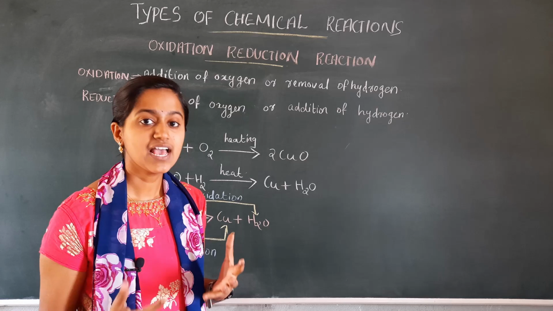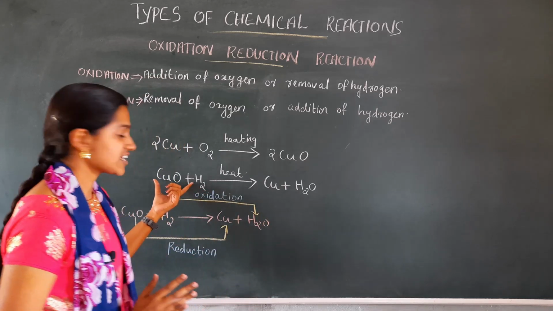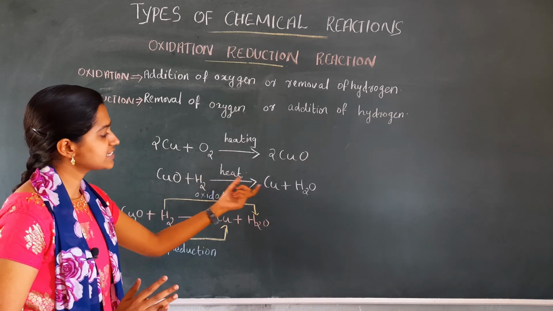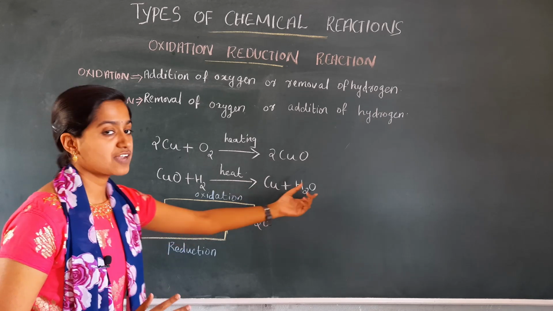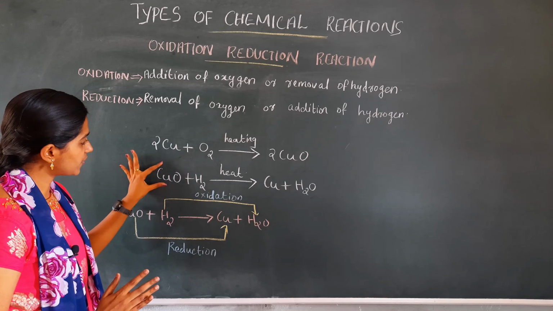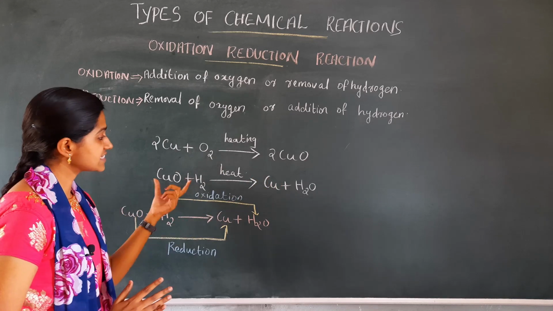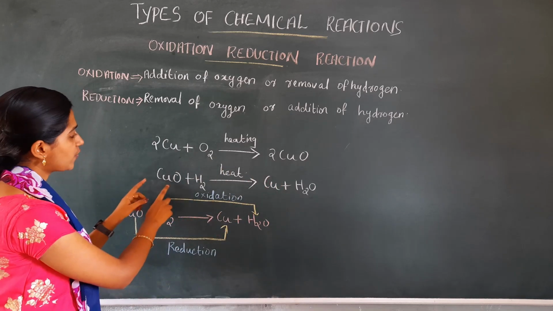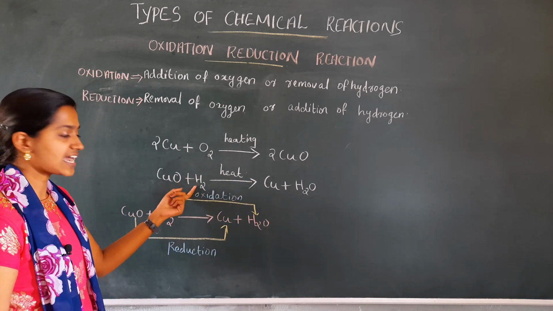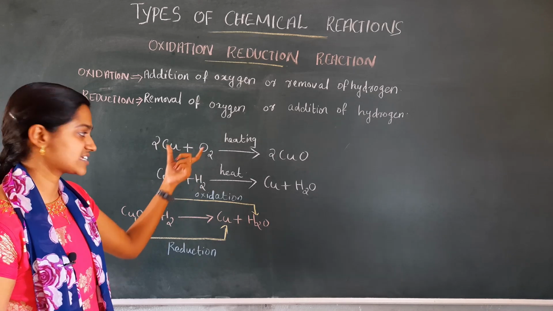Again, hydrogen gas is passed through this cupric oxide. So the corresponding reaction can be written as copper oxide plus hydrogen. In the presence of heat it is converted back to copper, and water is also produced. When we look at this equation, copper oxide is converted to copper. That means the oxygen is removed, that is, reduction takes place. Copper oxide is reduced to copper in the presence of heat, or it is the addition of hydrogen. So this is an example of an oxidation and reduction reaction.